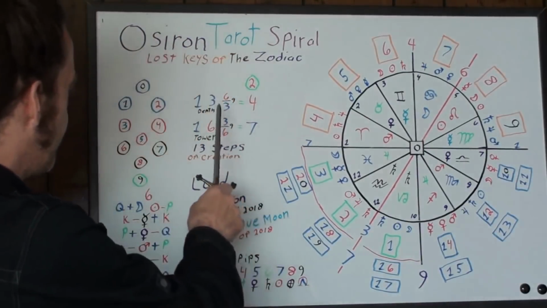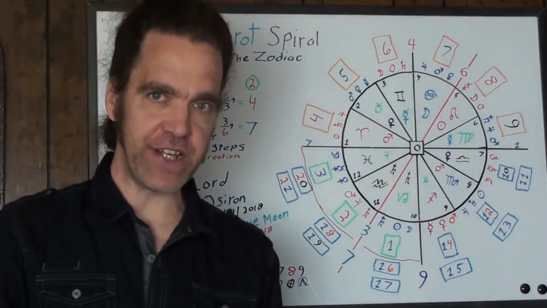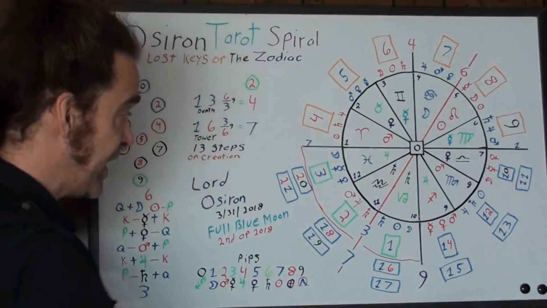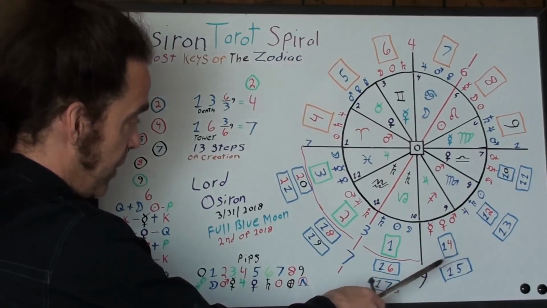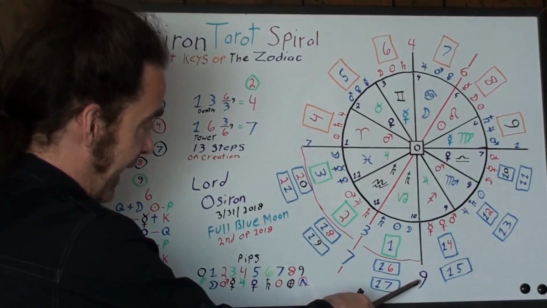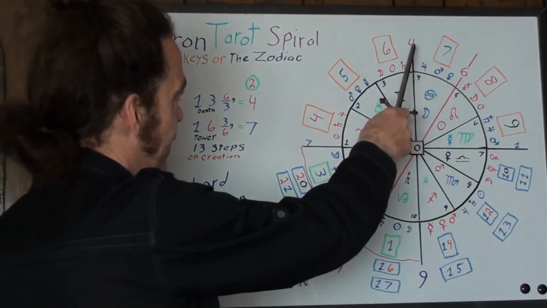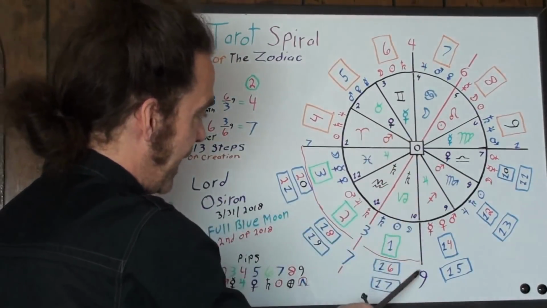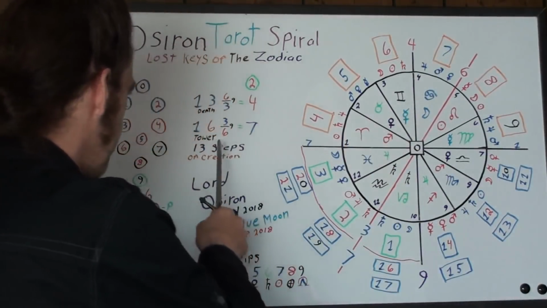But this code that's generated by the Osiron Tarot Spiral actually has 13 steps. And we see here on the solstice axis, the bottom becomes a 9, and I explain that in part 2 and 3. And the top here reduces to a 4. And when you add 9 and 4, that becomes 13. Okay, and we're seeing the 13 steps of creation.